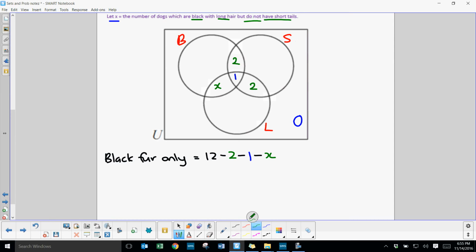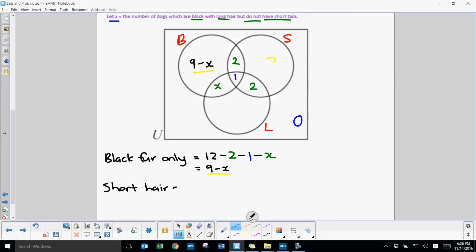So let's see, when you combine like terms, what do you get? 12 minus 2 is 10, 10 minus 1 is 9, so 9 minus x is your little expression. So that can go in here. 9 minus x, let's underline that right now. Now let's work out this part here, which is short hair only. So let's do that down here.